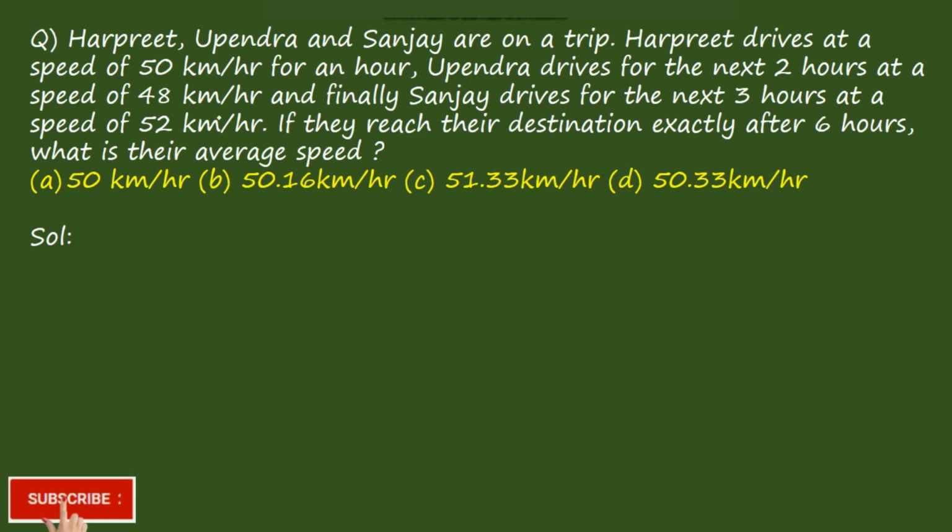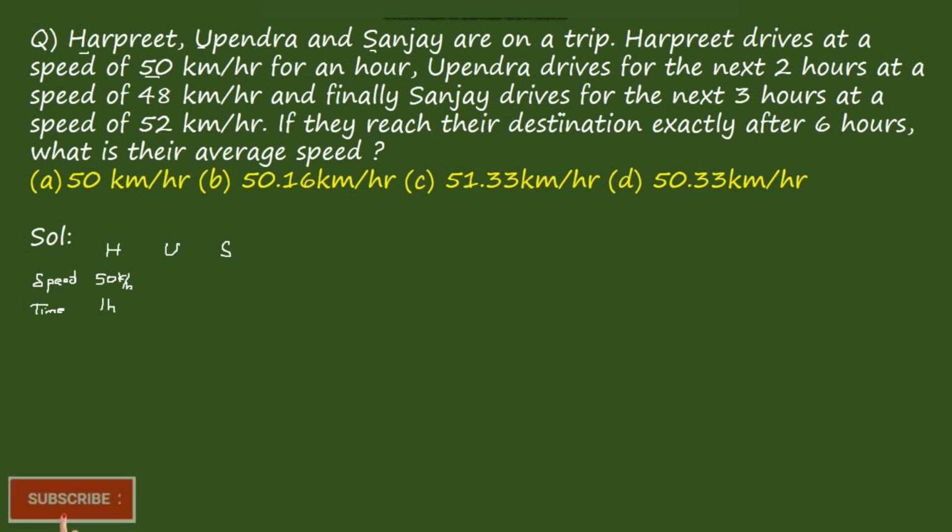First, we understand the question. It says there are 3 people, Harpreet, Upendra and Sanjay, on a trip. If you consider Harpreet as H, Upendra as U and Sanjay as S. They are saying that Harpreet drives at a speed of 50 km per hour. So the speed of Harpreet is given as 50 km per hour and the time taken is 1 hour.